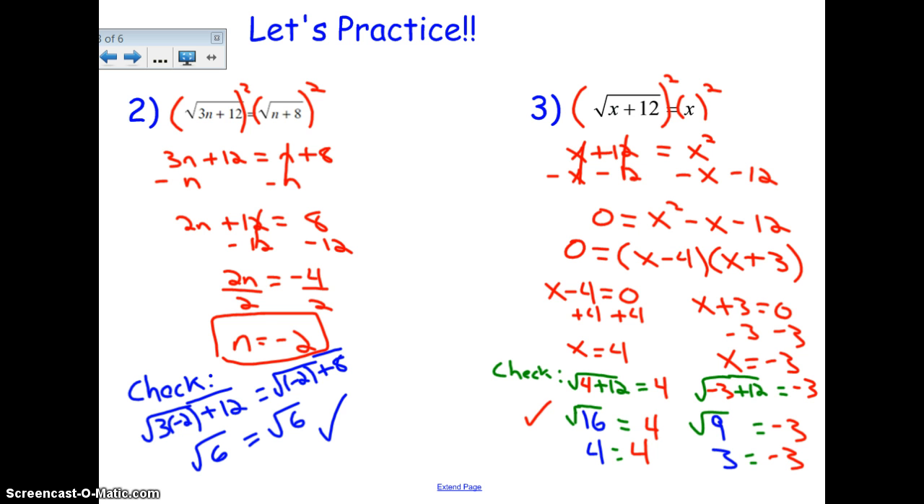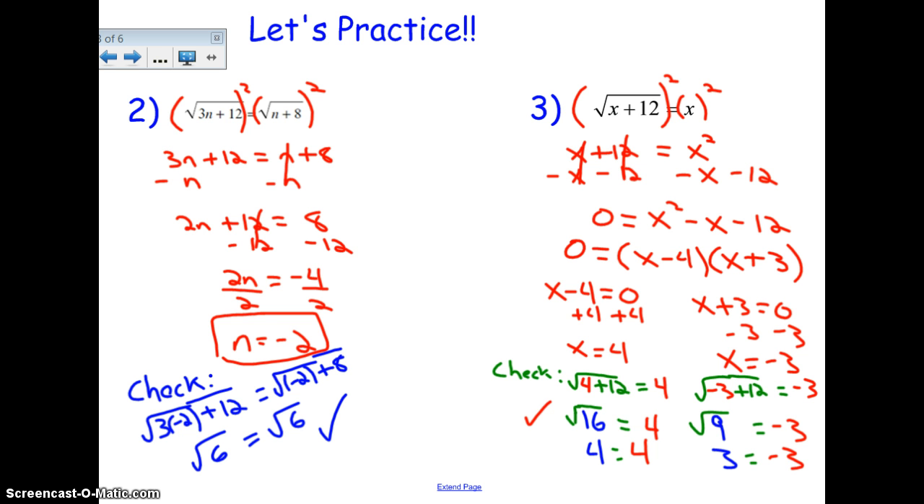So when using negative 3 for x, you should have gotten the square root of 9 equals negative 3. Okay, so when we're doing this, we only accept the positive. So the square root of 9 is equal to positive 3, not negative 3. So in this case, it's a false statement for when x equals negative 3. X equals 4 is a legitimate solution, but x equals negative 3 is not.